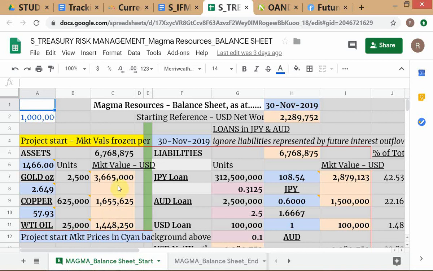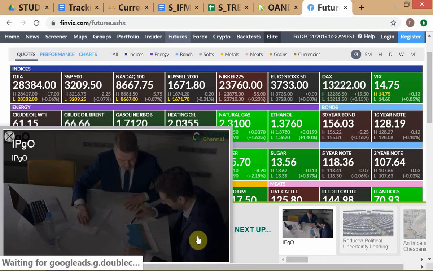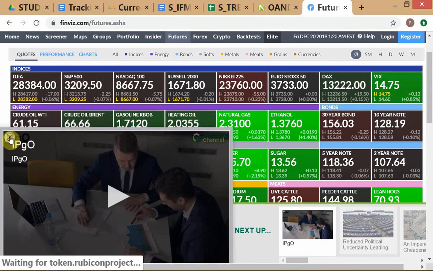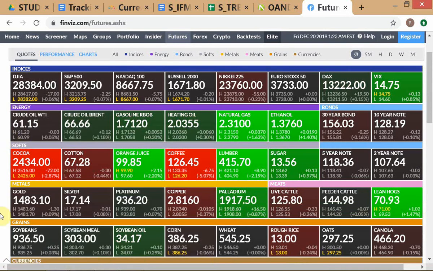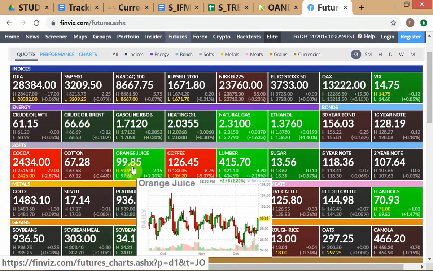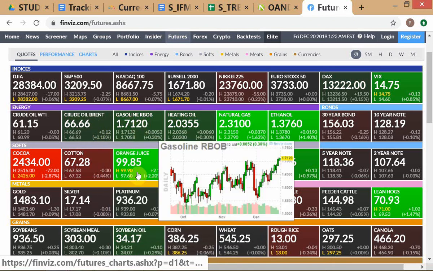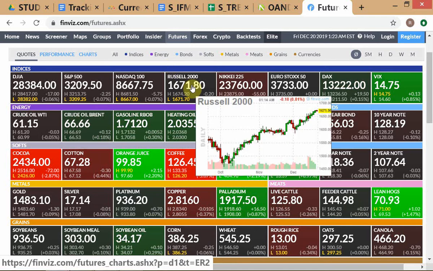Like you have this kind of thing in Finviz, you get a nice display. You can see all these futures. So if one of your markets is orange juice, then this will go into commodities. If this is one of your markets, then what is the asset class? What is Russell 2000? You're not watching enough US markets TV, business TV.